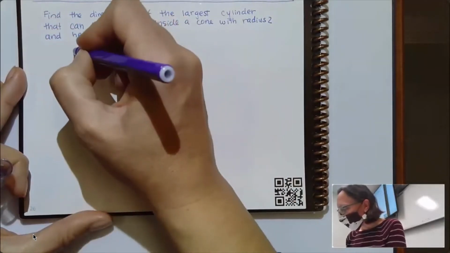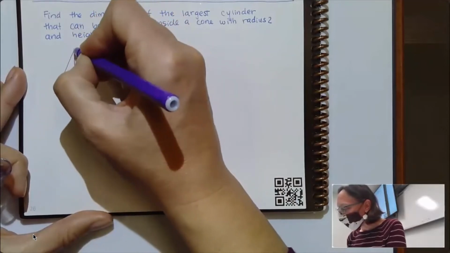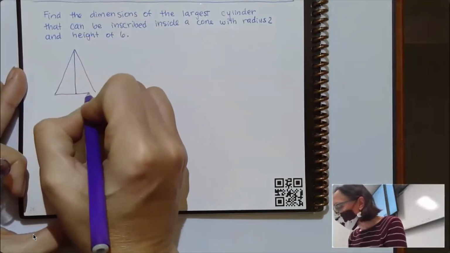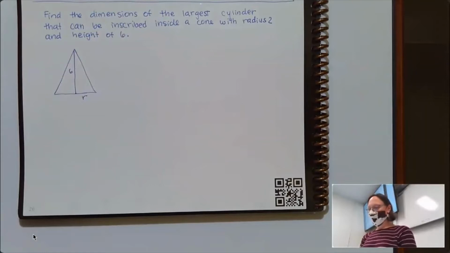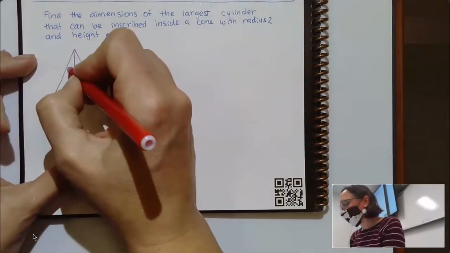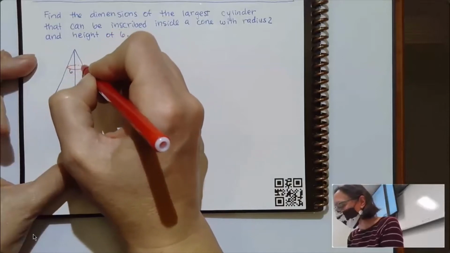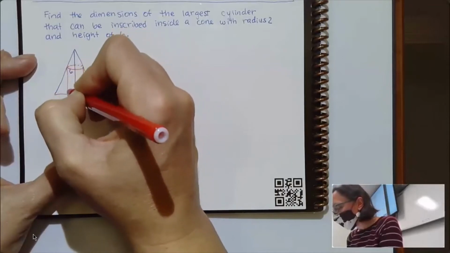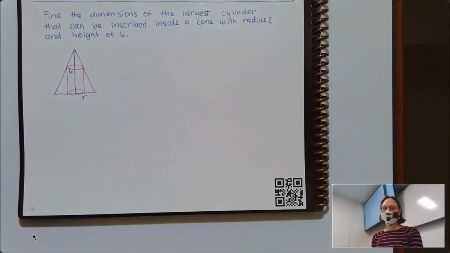So here's our cone. It's got a height of 6 and a radius of 2. There's my cone. And then we're putting a cylinder inside of that. A cylinder I can kind of manage to draw in 3D a little bit. So we're putting a cylinder inside of that cone. Isn't it lovely? You can imagine how well I draw.